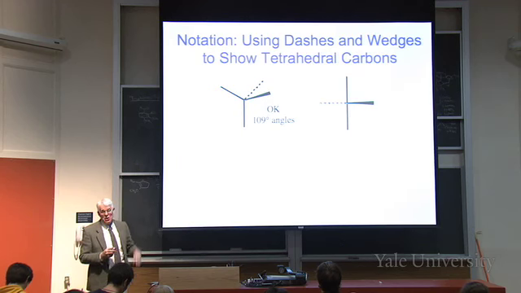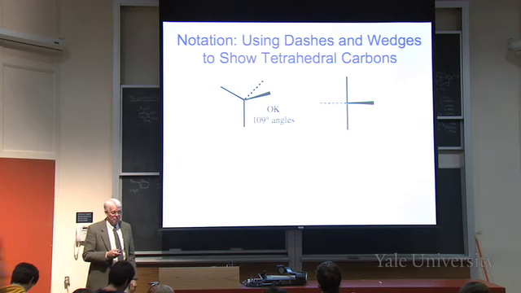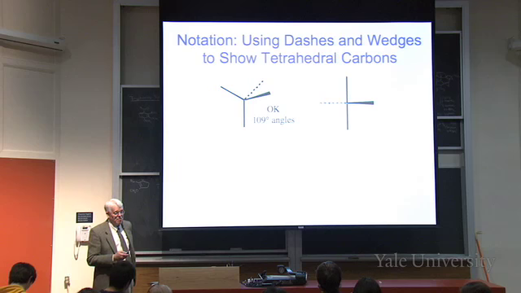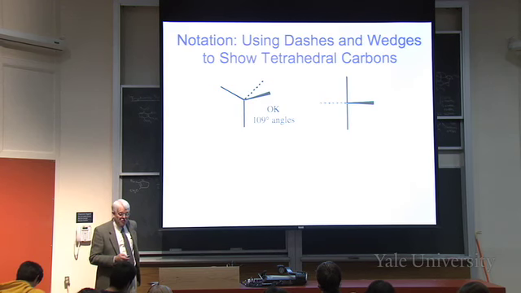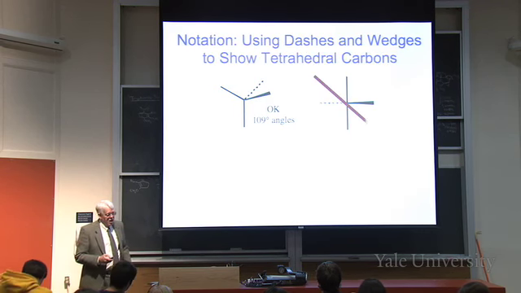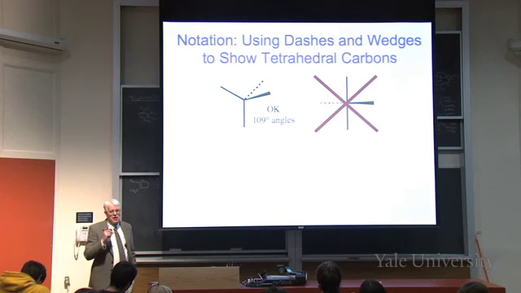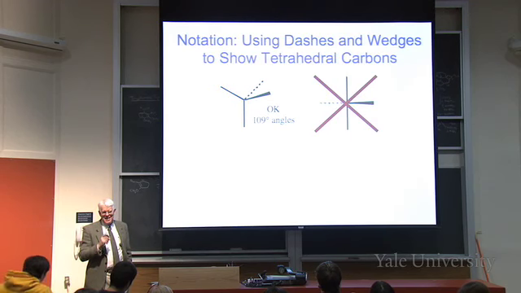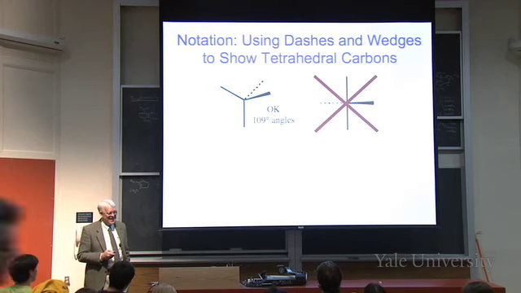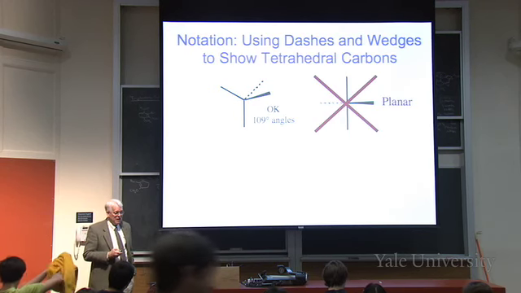The dash has to go the other way, and the lines that are in the plane of the board or the piece of paper have to be at 109 degrees. Okay, so forget that one. I assure you that we will get these on exams because we always have in the past, but this is warning. Okay, so that one's plainer, forget that.